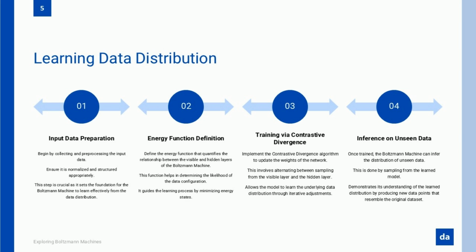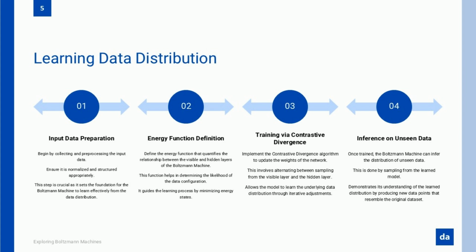Imagine giving a Boltzmann machine thousands of handwritten digits. Instead of just classifying them as numbers, it learns the essence of what makes a 7 or a 3, and can even generate entirely new, never-before-seen, handwritten digits that still resemble the real ones.